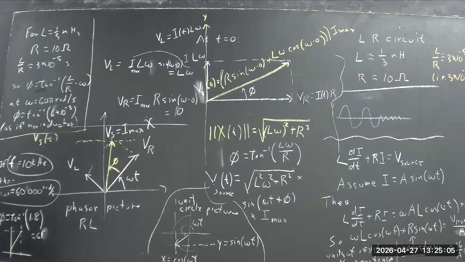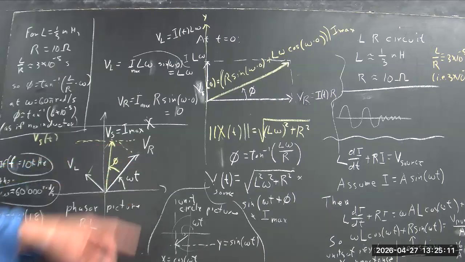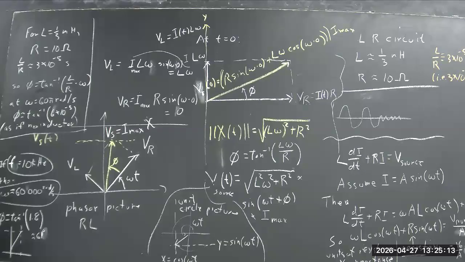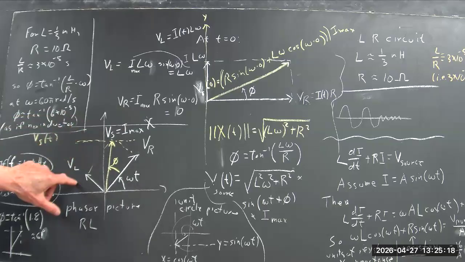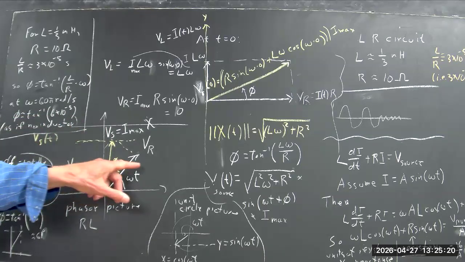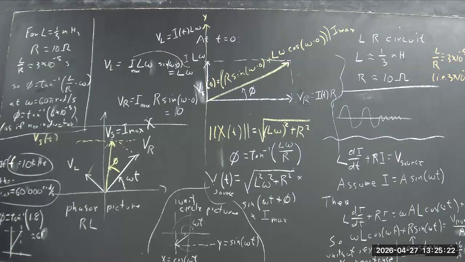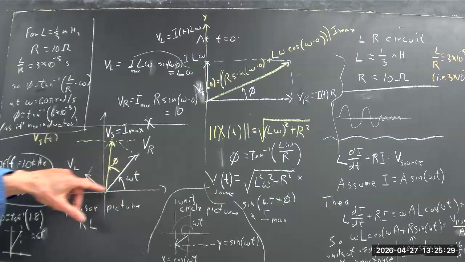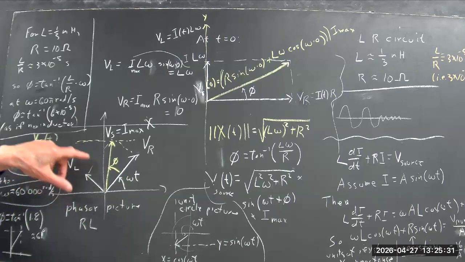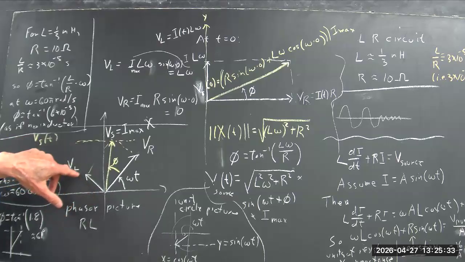That means that your inductor is going to be 61 degrees out of phase with your resistor. As this thing goes around the circle this way, your inductor leads your resistor, right? In other words, the phase of your resistor will be 61 degrees later than the phase of your inductor.